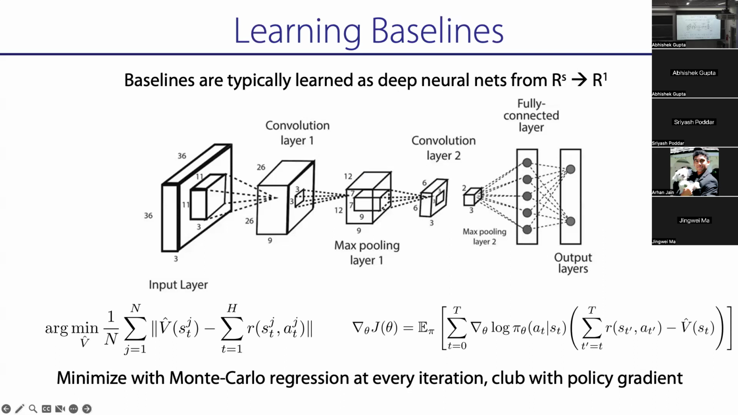This should be like, let's say T prime goes from T to H. That should be T prime, and that should be T. Yeah, good catch. Man, y'all are super attentive this offering.